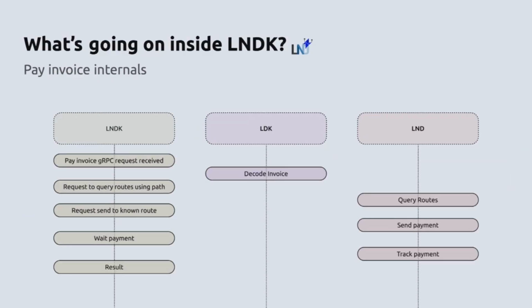Finally, when we have the invoice, we can pay it using gRPC, or we can pay the offer. It's going to be automatic. We're going to decode the invoice. We're going to request the query routes on the LND side using the path that is provided in the invoice. And we just do the sequence of paying a BOLT12 invoice.